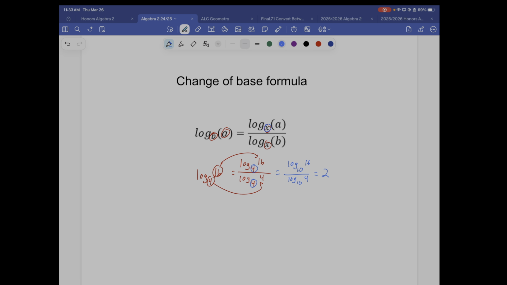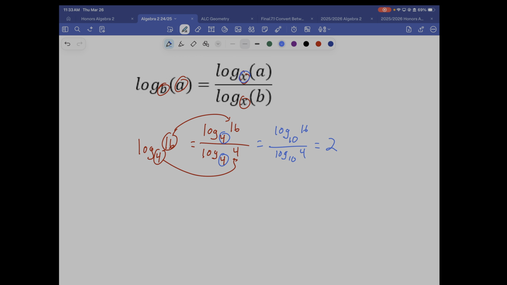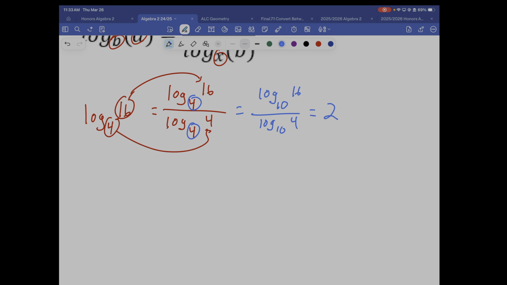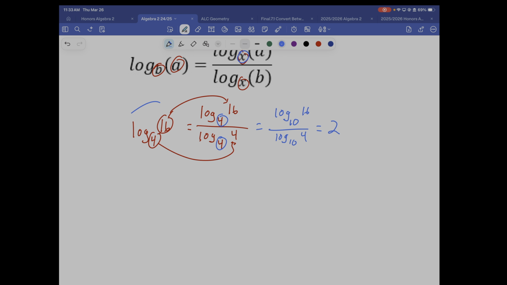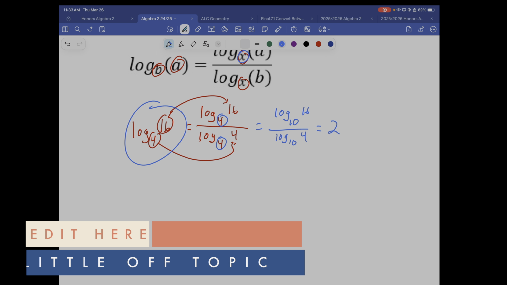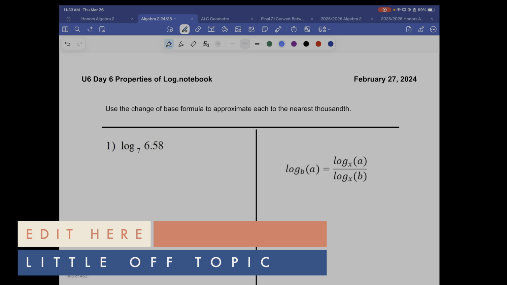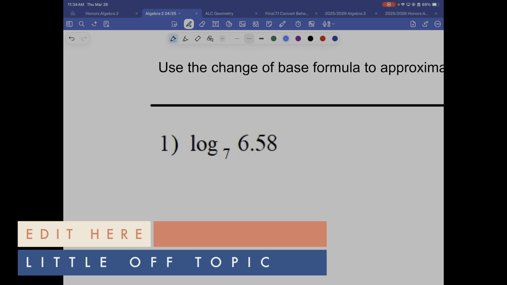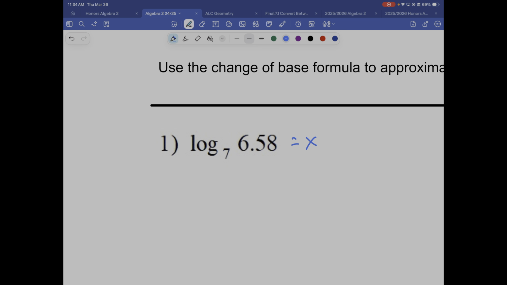This is called the change of base formula, and it makes our lives a whole lot easier to solve these. This one, obviously, we could probably figure out, and you did that on your assessment. But if you're given something like this, and we were going to try to figure out mathematically in our brains what the answer is, it would be 7 to what power is equal to 6.58? Well, I have no idea. I do know that it has to be less than 1 because my number is getting smaller. So I know it has to be less than 1, but I have no idea.